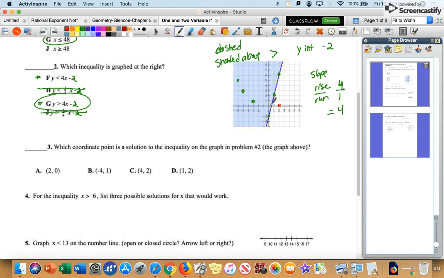-4, 1 is our next one. -4, +1. Okay. So that one is in the shaded area, so look no farther. We have found a solution that works, but just checking 4, 2 doesn't work.